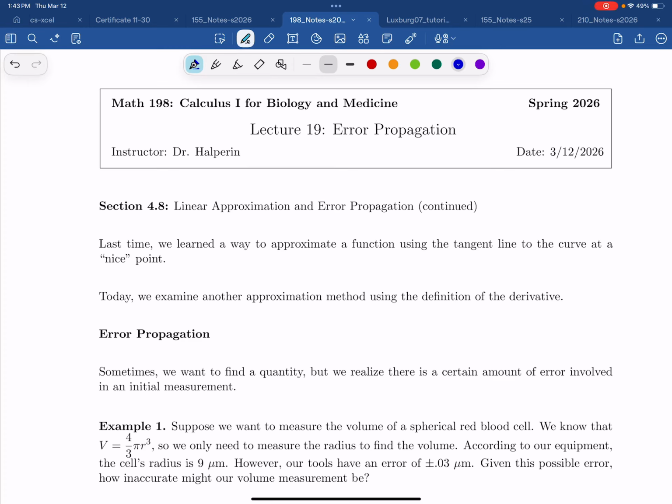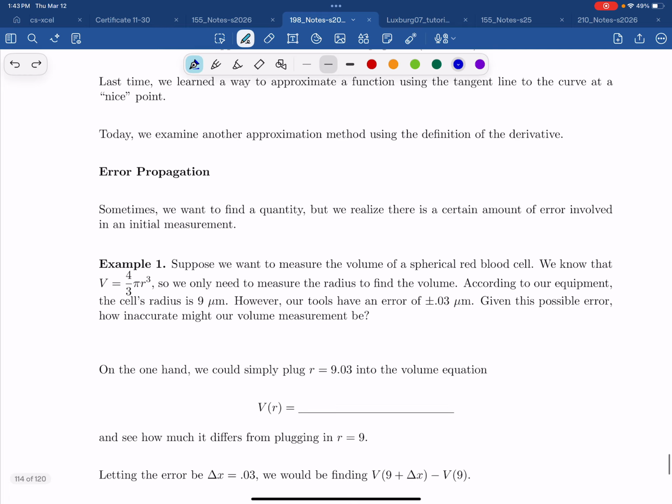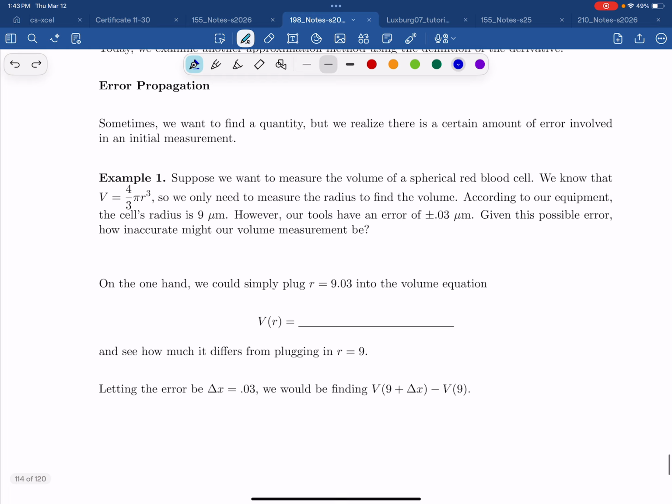We're going to continue with section 4.8, but this time we're going to focus on error propagation, which theoretically is analogous to linear approximation, but we use it to approximate a difference rather than to approximate an exact value. So let's look at an example, a motivating example. Pause the video and read example 1.